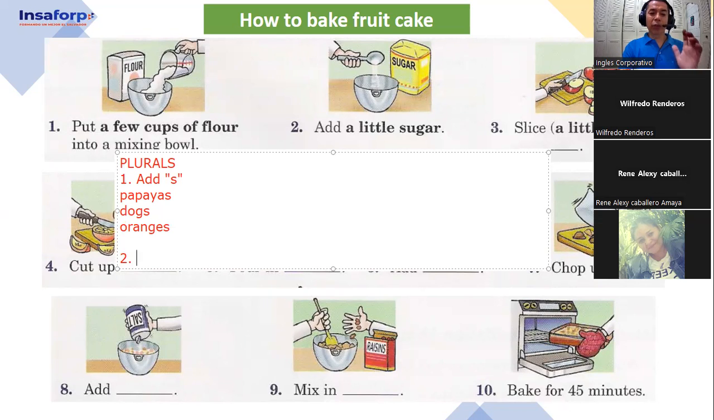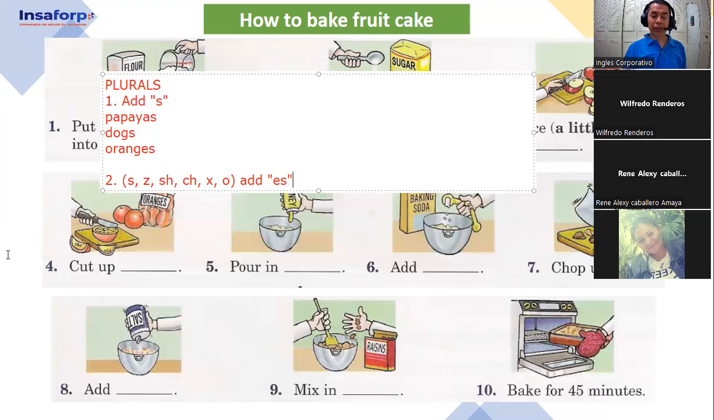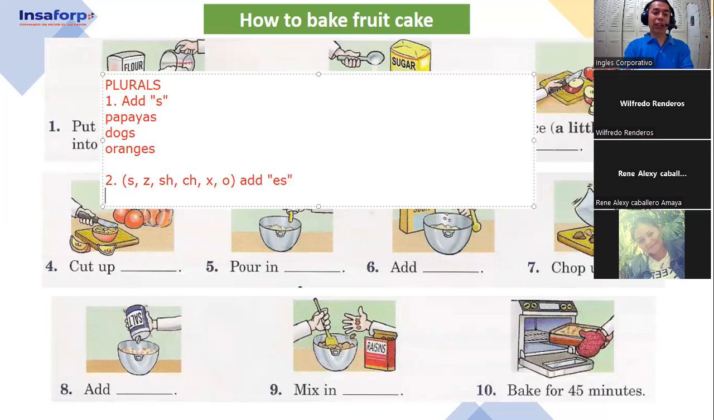Number two. When the noun ends in S, Z, S-H, C-H, X, or O, you are going to add E-S, right? Cuando los nombres terminen con cualquiera de esas letras, Evelyn, en lugar de agregarle S, le vamos a agregar E-S. Se parece mucho a la regla de los verbos. Are exactly the same, Evelyn. Son las reglas de los verbos en tercera persona. Yes. Exactamente la misma regla. For example, watch. Reloj. Right? Watch. Do you say watch, right?